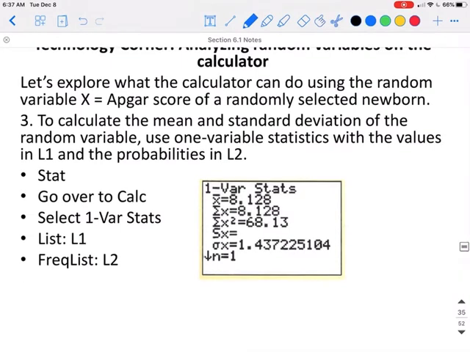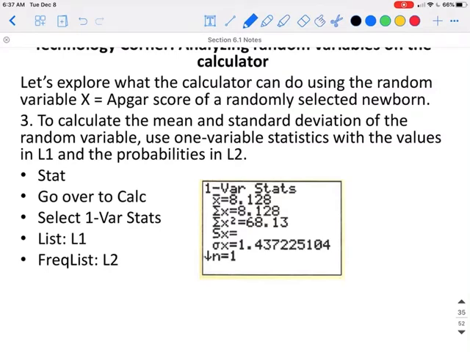To calculate the mean and standard deviation of the random variable, you are going to use your one variable statistics again. In list 1, your probabilities will be in list 2 still. To do that, remember you hit stat, you go over to calculate, and you select one var stats.